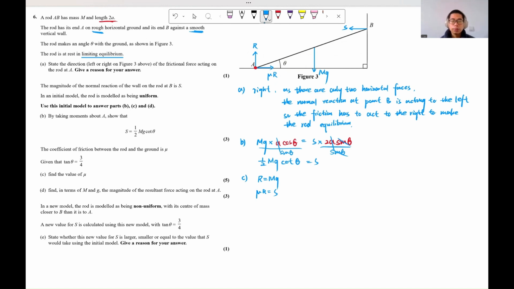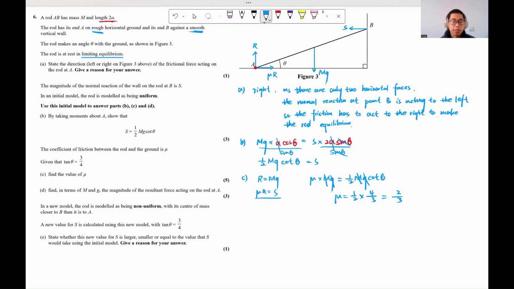So we can now just substitute one into the other. We know R is equal to mg, and S is half mg cot theta. So divide by mg on both sides: mu is just equal to half times cot theta. We know tan theta equals 3/4, so cot theta is 4/3. So half times 4/3 is 2/3. That would be the value of mu.